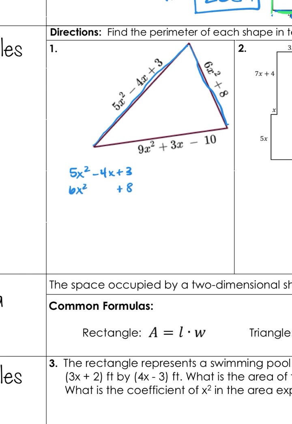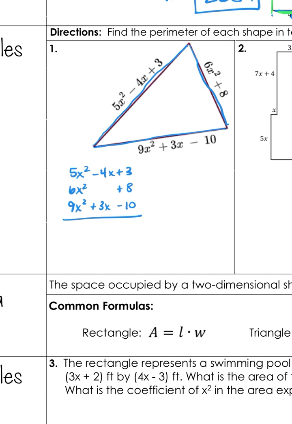So there was no x term here, so I'm not going to put anything underneath the negative 4x. But I'm going to put the 6x squared under the 5x squared, so I add those two together. And then I'm going to put the 8 under the 3, so I add those two together. And then my last side here is 9x squared, so the 9x squared goes with the other x squareds. And then plus 3x and minus 10.